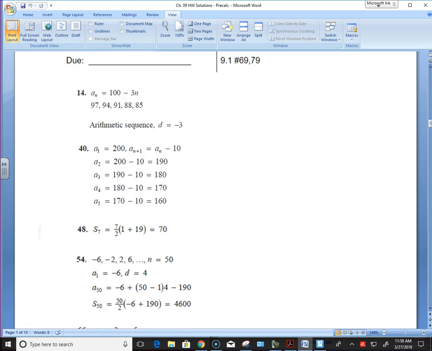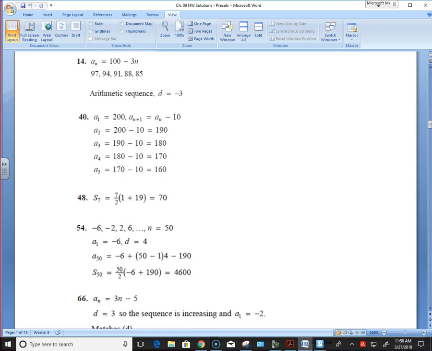Number 48 was nice because they gave you the first term and the last term. You multiply that by the number over 2. It doesn't matter that it's odd. It still works out just fine.